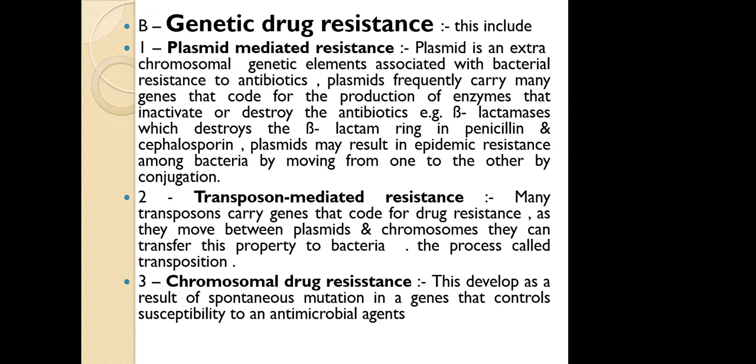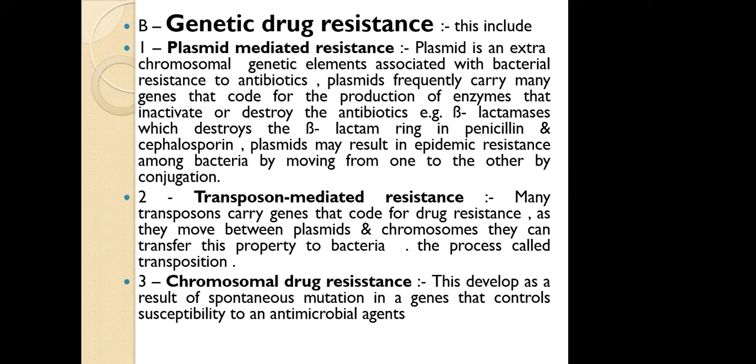Another mechanism is the transposon-mediated resistance. Many transposons carry genes that code for drug resistance. A transposon is a genetic element that carries the gene responsible for production of virulence factors of bacteria, or the gene responsible for drug resistance. It moves easily between the plasmid and chromosomes, and can be inserted easily into the plasmid and the chromosomes of bacteria. Also, they can transfer this property to other bacteria. This is a process called transposition.